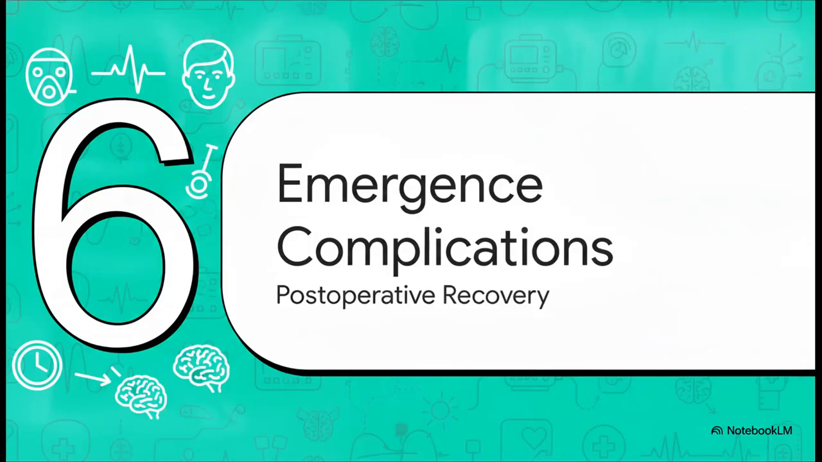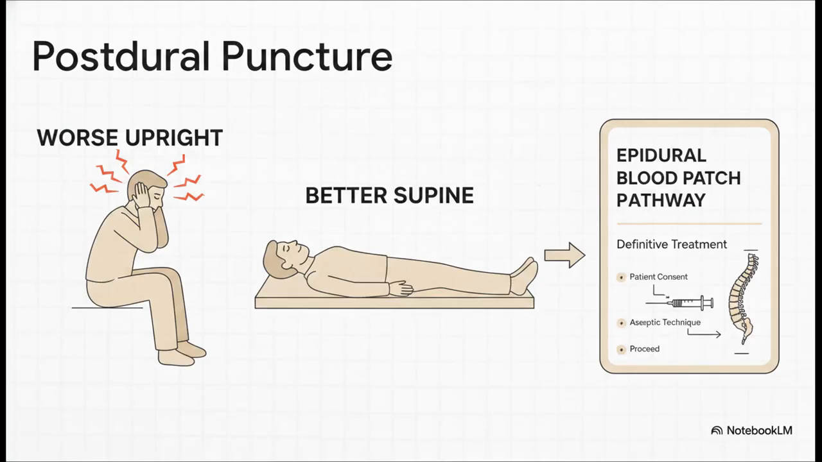hypotension. Section 6. Emergence complications. Post-operative recovery. A post-dural puncture headache happens after a lumbar puncture or neuraxial anesthesia. The defining feature is positional. The headache is intensely worse upright and dramatically improves when supine. You might also see neck stiffness, photophobia, diplopia, hearing loss, or tinnitus. It's often self-limited, but the definitive treatment for severe or persistent cases is an epidural blood patch.